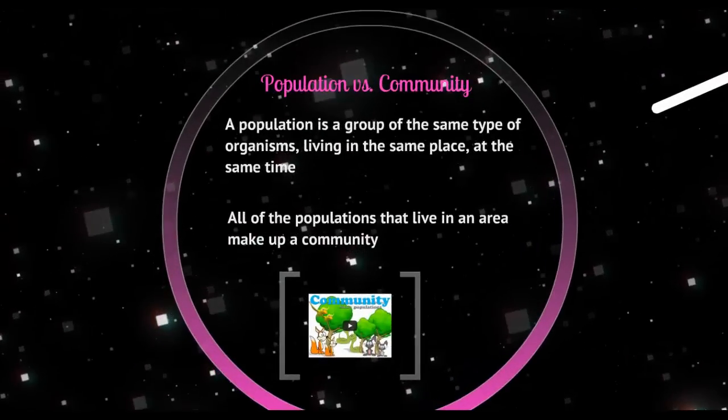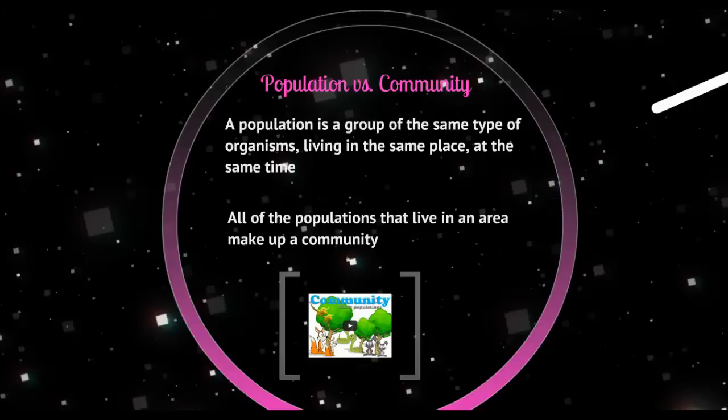So a population is a group of the same type of organisms living in the same place at the same time. So for example, we have a little bit of a woodsy area behind the middle school, a little forest. We could say a population is a group of squirrels living in the forest behind the middle school at 3 p.m. And that's the number of squirrels that are in that forest at a given period of time, and that's called a population. Now, all the populations that live in an area make up a community.